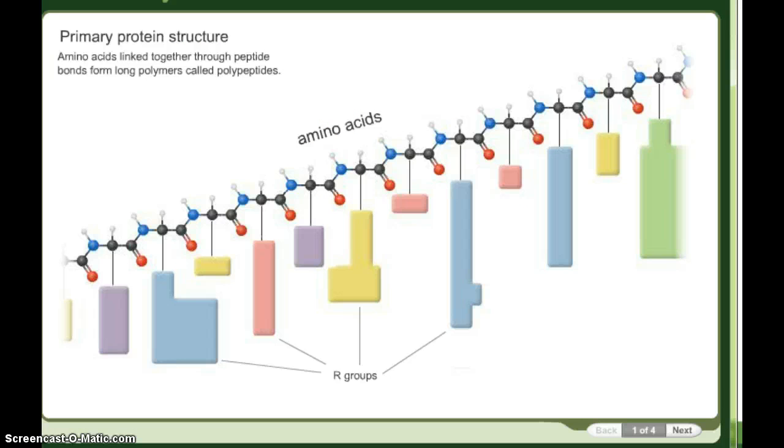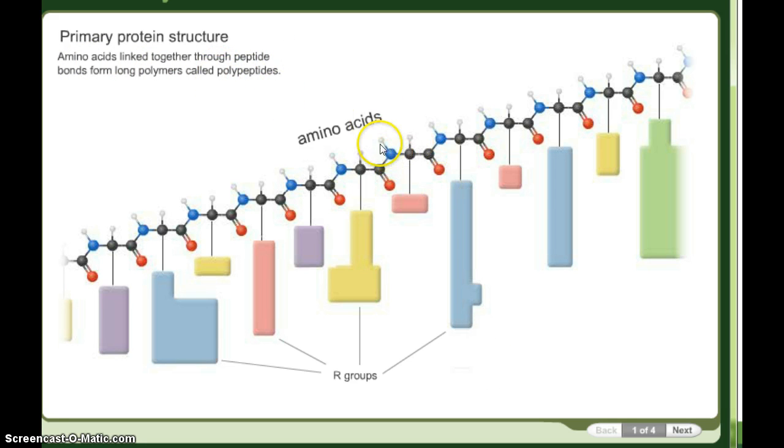Alright, so this is showing protein synthesis, or how you make a protein. You have the primary protein structure. Amino acids linked together through peptide bonds form long polymers called polypeptides. So again, the amino acid would be the monomer. You put a bunch together, you get a polymer. You put a bunch of peptides together, you get a polypeptide.